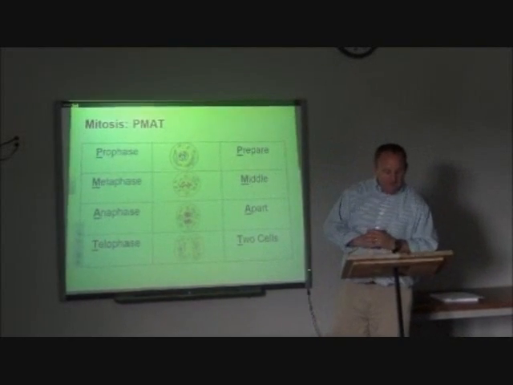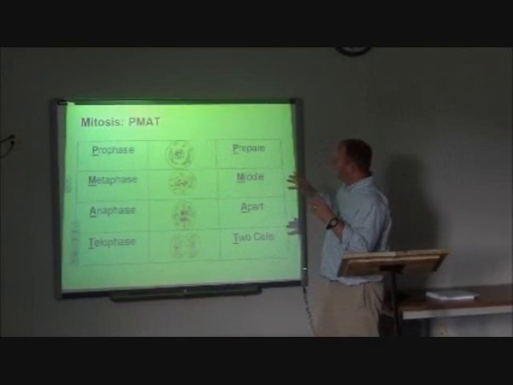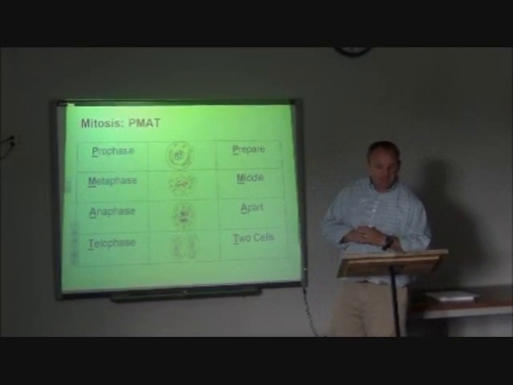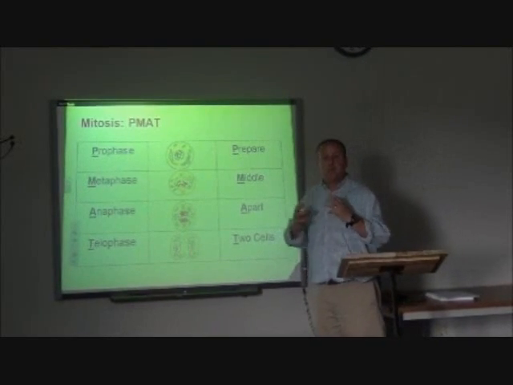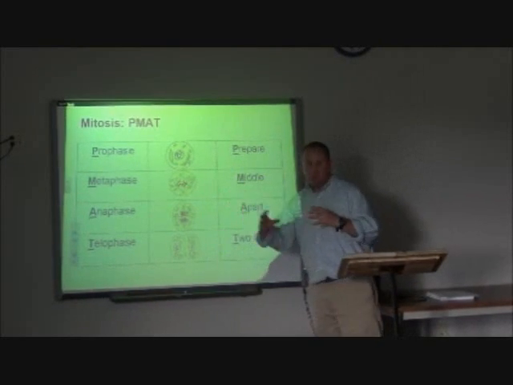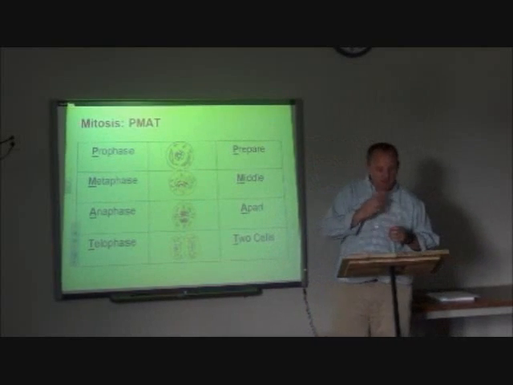P-M-A-T. P is for prepare during the prophase. Your cells start to migrate to the middle to prepare to split in 2. M is for the middle during metaphase. All right, they start moving to the middle. The chromosomes line up in the middle of the cell.